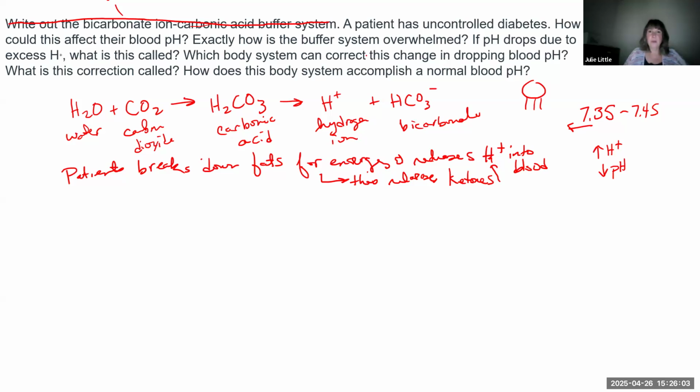So here's what we're doing. A patient has uncontrolled diabetes. How could this affect their blood pH? The patient breaks down fats to release hydrogen ions into the blood, and therefore pH does what? We're adding more hydrogen ions here. What happens to pH? pH drops. The patient becomes more acidic.